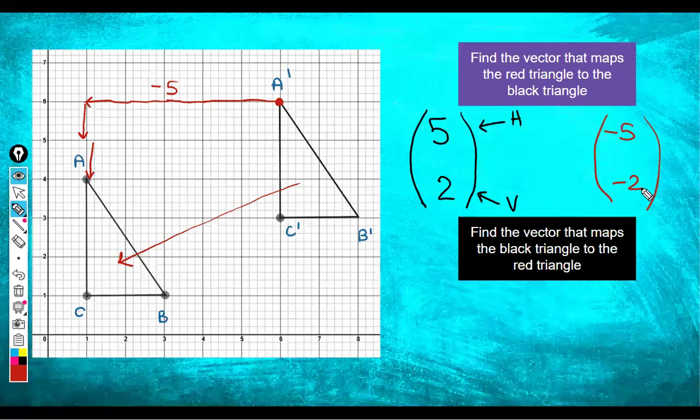Whenever you're reversing a translation, like you want to slide it back to the original position, the values just become the opposite. You notice +5 becomes -5 and +2 becomes what? -2, right? I know to most people that would have been obvious, but I just wanted to make sure that I cover all my grounds.